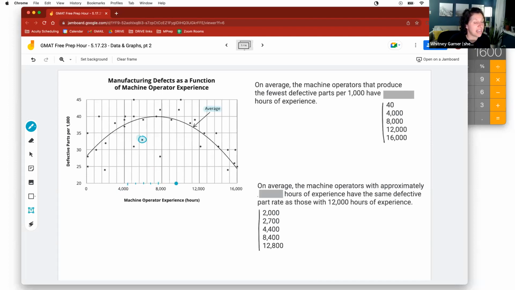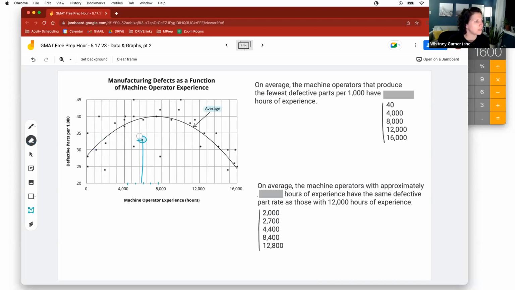if I divide it into tens, each one of these is like 500, right? Like that should sort of get me there. But I can read it off. So this person would have had somewhere like 34, 33, 34 defective parts per 1,000 is what that would represent.